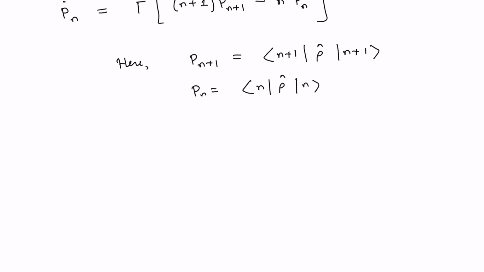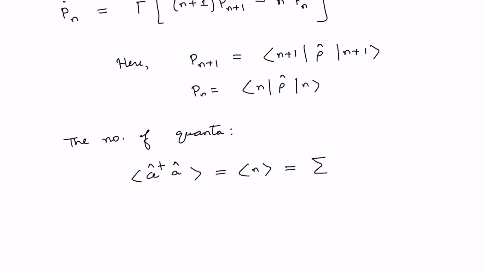Now this result can be used to find how the number of quanta changes with time due to interaction with the environment. The number of quanta is given by the expectation value of the number operator, a† a, that is going to give you the average number of quanta, and this can also be written in terms of probability as sum n p_n, which you know from basic statistical mechanics or probability theory. This is what you can write.